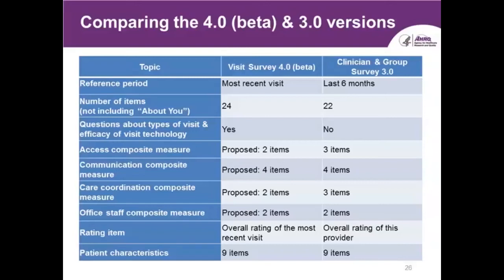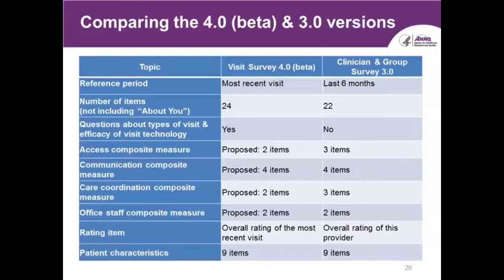The visit survey has 24 core items, plus 9 additional demographic questions, and that includes questions about visit type, so whether it's in person, by phone, or by video, and the efficacy of the visit technology. The 3.0 version has 22 items, plus again 9 demographic questions, and it does not give you information on visit modes.